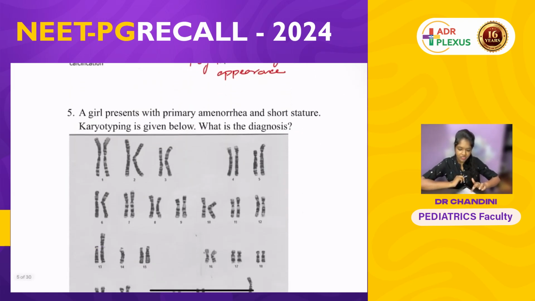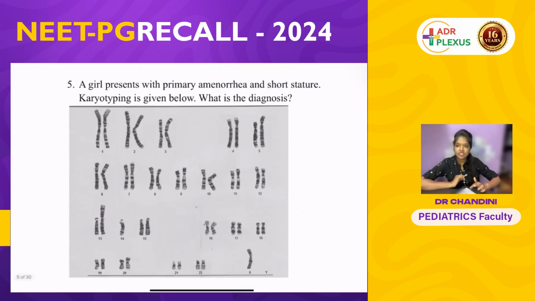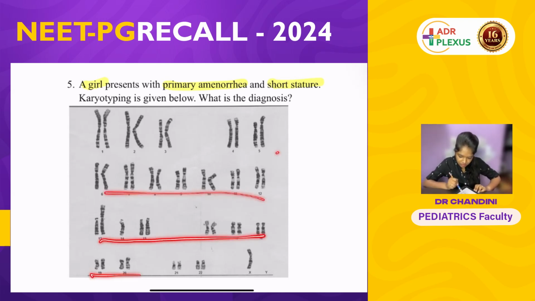Moving on to the next question. Again, a repeat question, but asked in a different way. The question was, a girl presents with primary amenorrhea and short stature. That was given in the question, and an image of karyotyping was given, and they have asked what is the diagnosis. So if you look at the question, we have clues: primary amenorrhea, short stature, female. Okay, 3 important clues are there. And when you look at the karyotype, you can see that, yes, 1, 2, 3. So all your chromosomes are there.